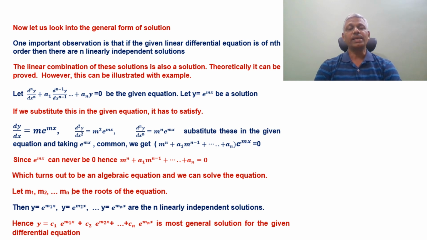Now, because of the linearity property, the most general solution can be constructed as a linear combination of these independent solutions. y is equal to c1 e^(m1 x) plus c2 e^(m2 x) and so on up to cn e^(mn x) is the most general form of the solution of the given differential equation. This is a theoretical approach. For any given differential equation, we can use this method to reduce it to the algebraic form and find the roots, and from that we can construct the general solution.